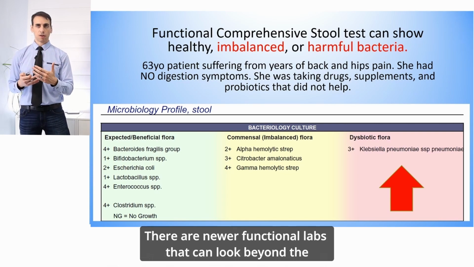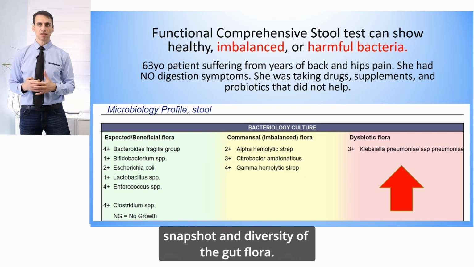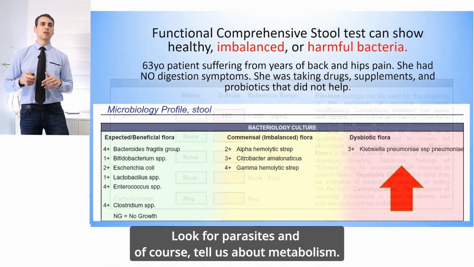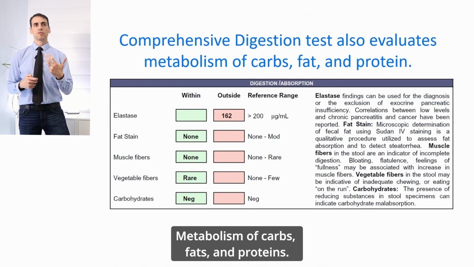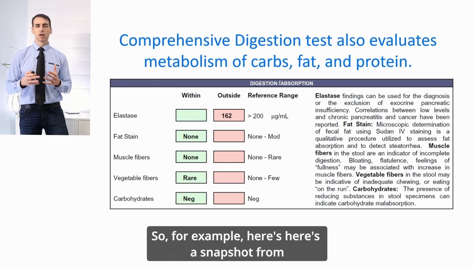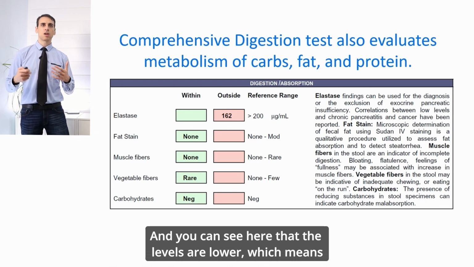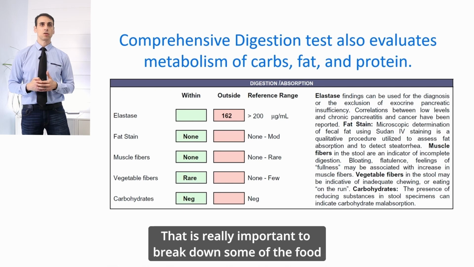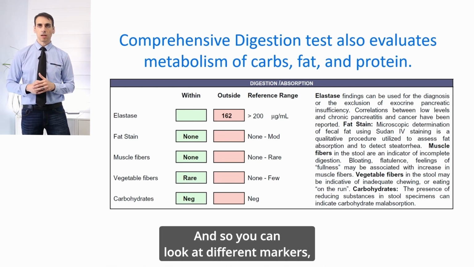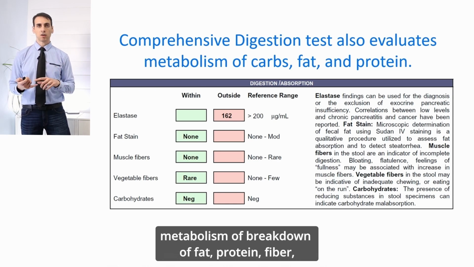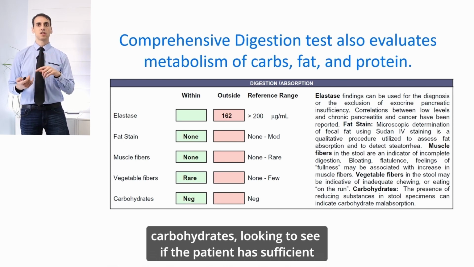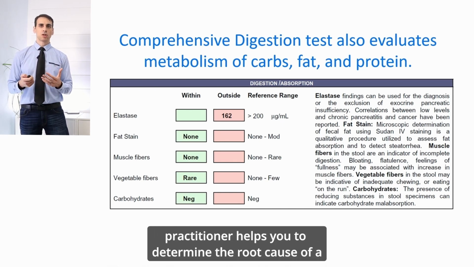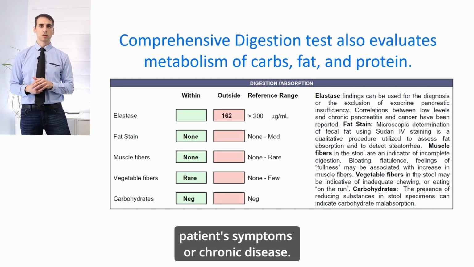Now there are newer functional labs that can look beyond the snapshot and diversity of the gut flora. There are newer labs that can also show us about the fungal flora, look for parasites, and of course, tell us about metabolism, right? Metabolism of carbs, fats, and proteins. So for example, here's a snapshot from the same patient, and you can see here that the elastase levels are lower, which means that her pancreas does not secrete enough of that enzyme that is really important to break down some of the food that she's eating. And so you can look at different markers, metabolism of breakdown of fat, protein, fiber, carbohydrates, looking to see if the patient has sufficient amount of those enzymes or hydrochloric acid. So that will all give us information that, as a practitioner, helps you to determine the root cause of your patient's symptoms or chronic disease.